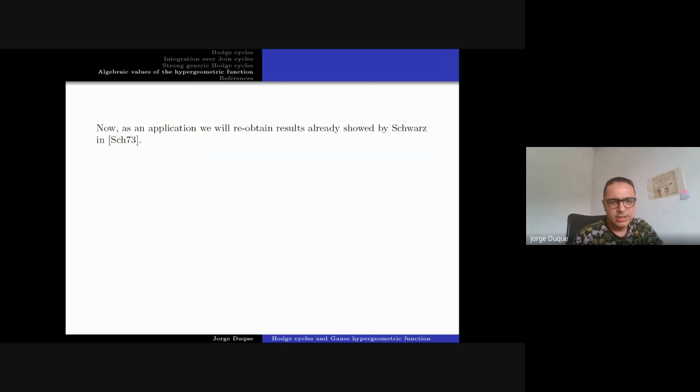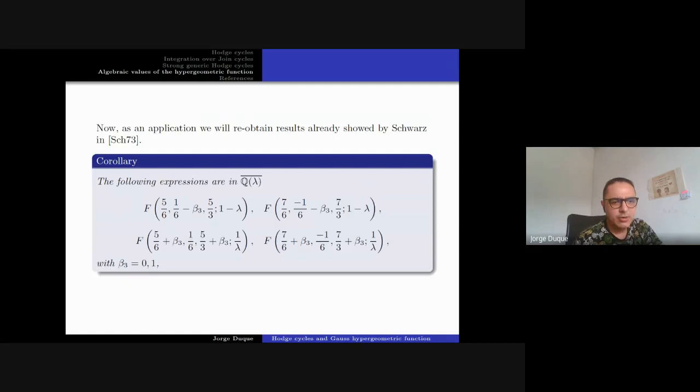Now, as an application, we will reobtain results already shown by Schwarz. Okay, the corollary is the next. This hypergeometric function is algebraic. We obtain this corollary using the above proposition. We have a strong generic Hodge cycle, or maybe a generic Hodge cycle. Oh, no, sorry. With a strong generic Hodge cycle, so that the sum of roots of unity is not zero.